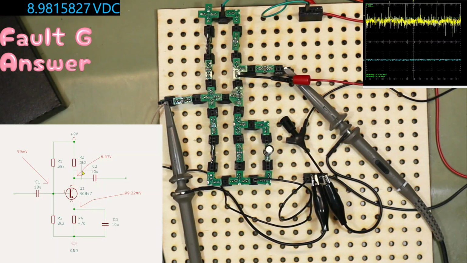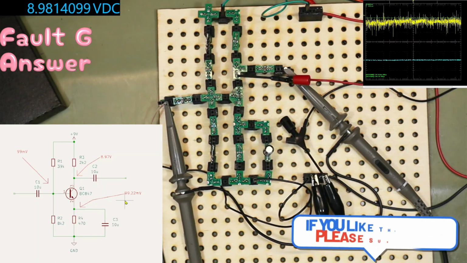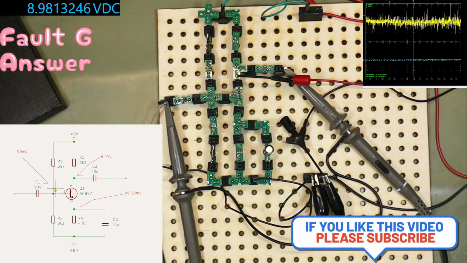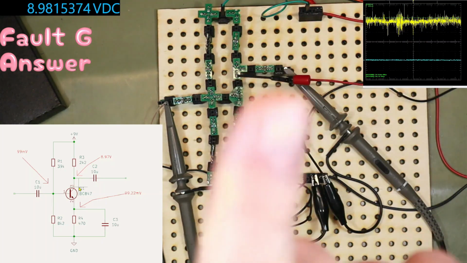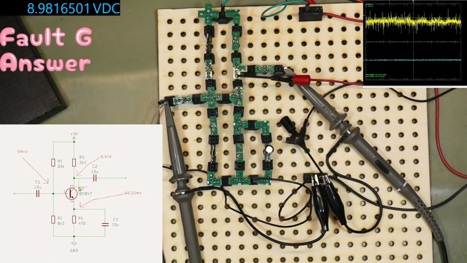And why don't we have any current flowing down here? Well, 99.22 millivolts and 99 millivolts here. There's no difference between the base and the emitter. Now we would expect to see a forward biased diode there, so we would expect to see, if it was happy, 0.6 of a volt thereabouts. And of course no current flowing, so we have no signal on the output.